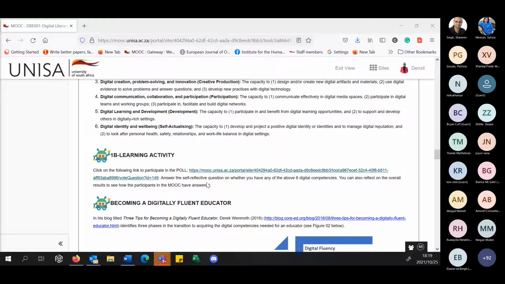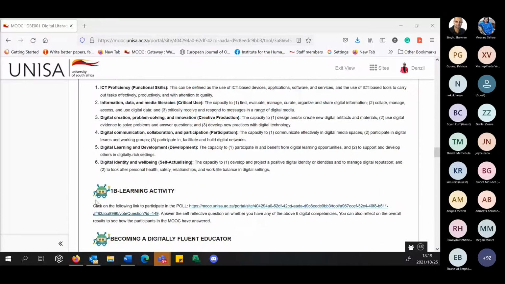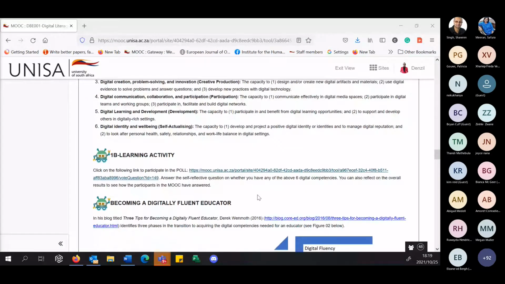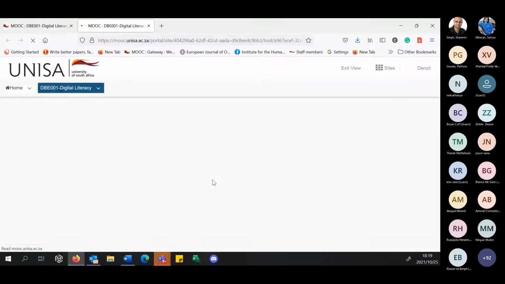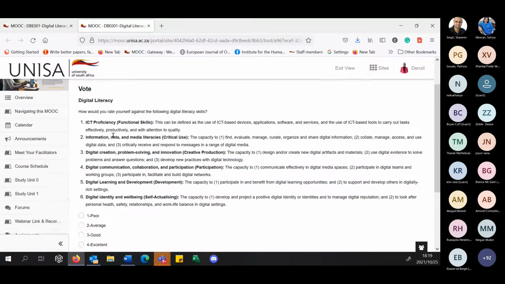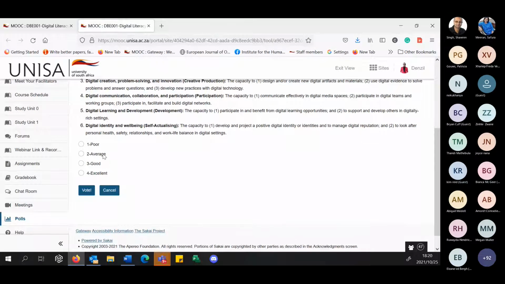And part of this poll, right, is simply for you to reflect on these six core skills, right? And state, on a scale, where you actually position yourself. The moment you click on this, it takes you to the poll with the digital literacy skills, and you can then say whether you're poor, average, good, or excellent. And just remember, this is your self-rating.